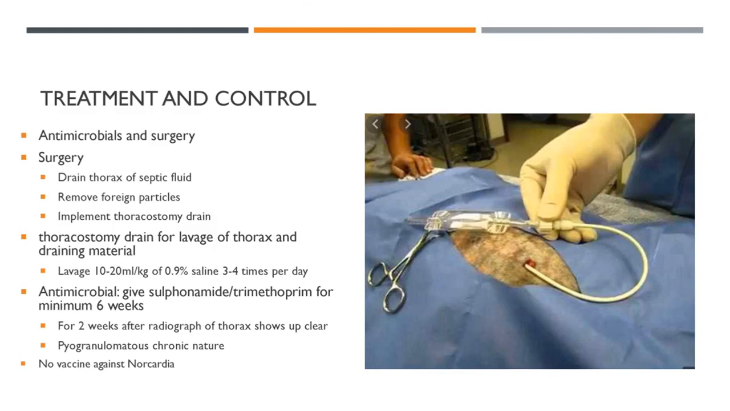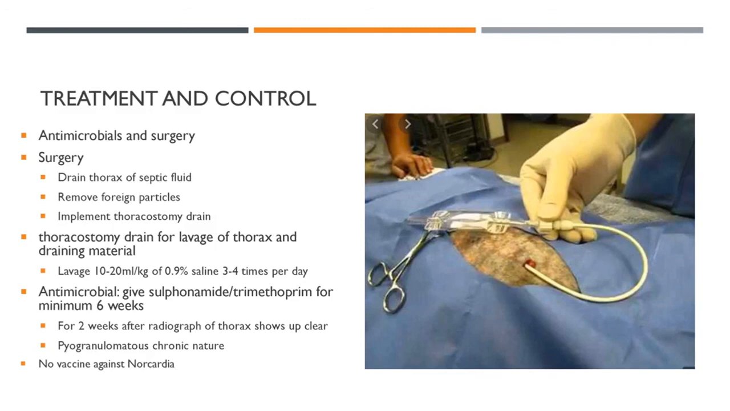Surgery to drain the thorax of septic fluid, remove any foreign particles, and to implement a thoracostomy drain is the first step in treatment. Surgery is vital as it reduces the chance of recurring infection. The thoracostomy drain is used to drain septic material and debris and lavage the pleural space with 10 to 20 ml per kilo of 0.9% saline 3 to 4 times per day.